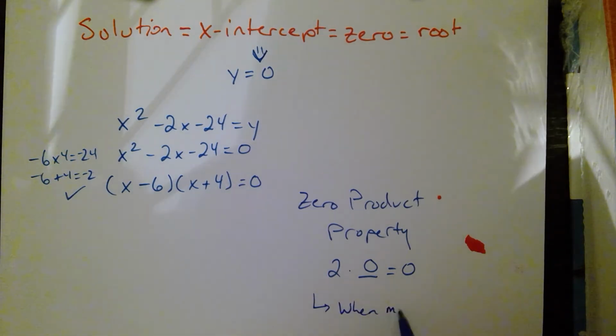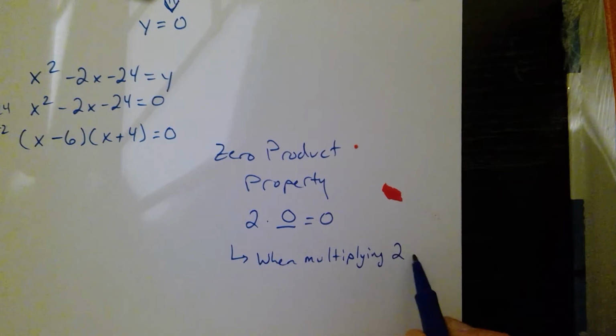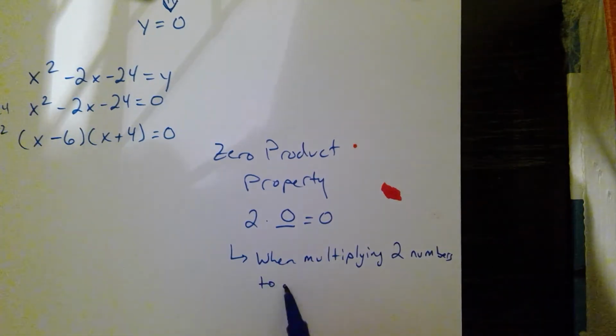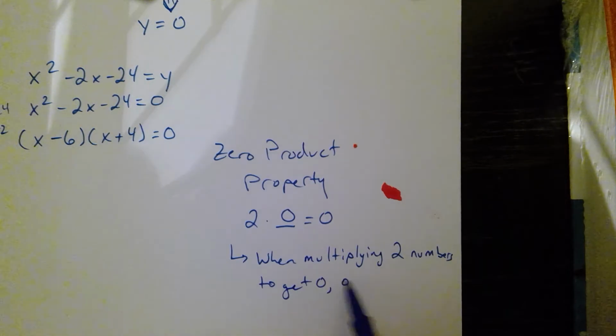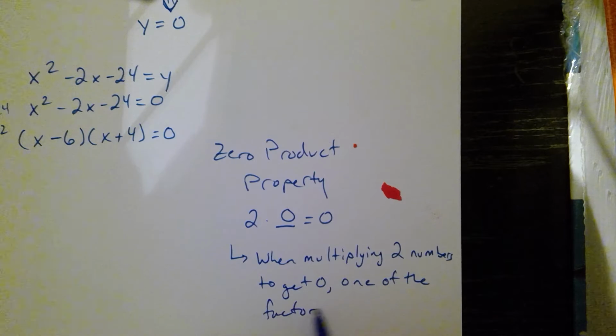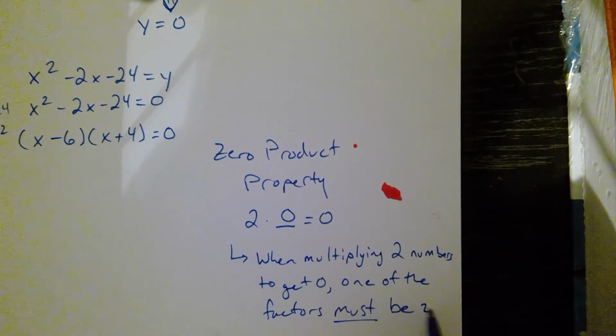The zero product property says when multiplying two numbers to get 0, one of the factors must be 0.